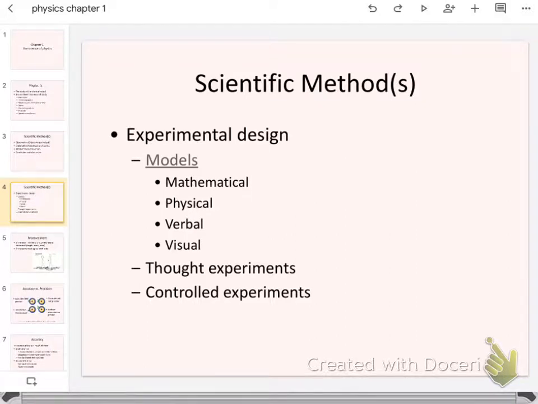Verbal models are literally just verbal explanations of how a phenomenon works. And visual models we all understand pretty well. A map, a circuit diagram, those are visual models that show how things are related in physical space.